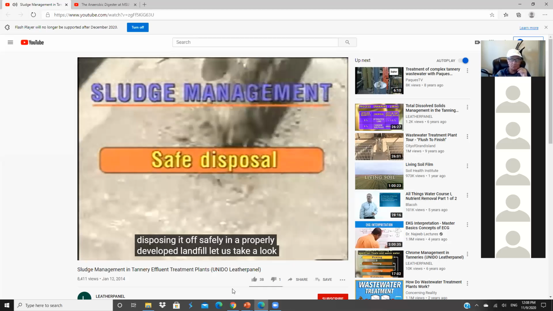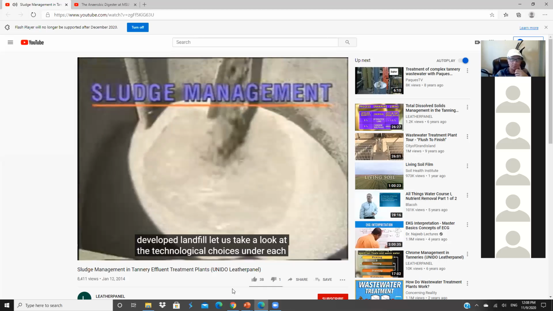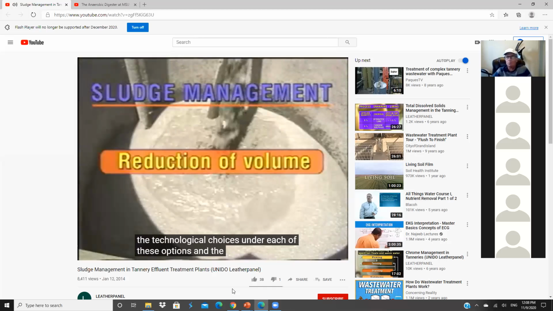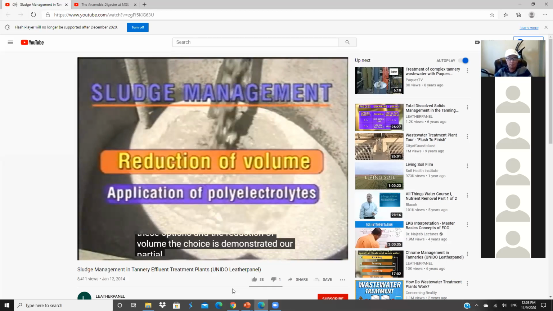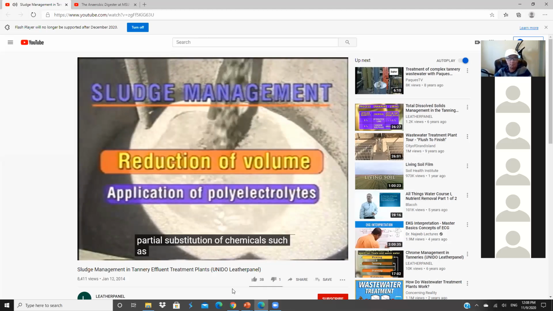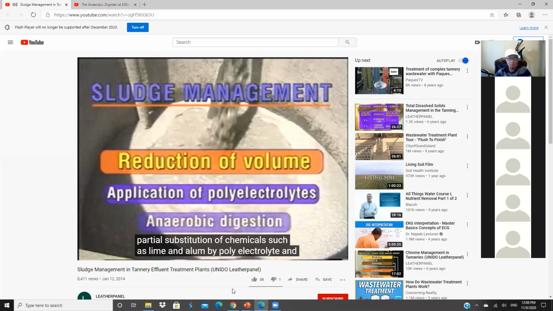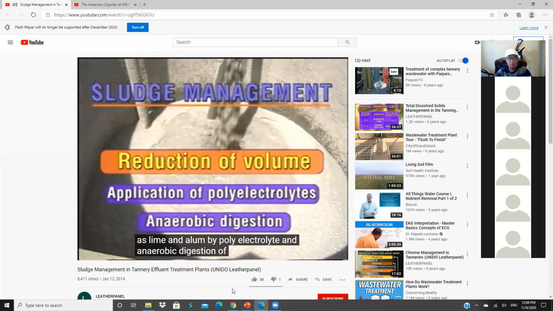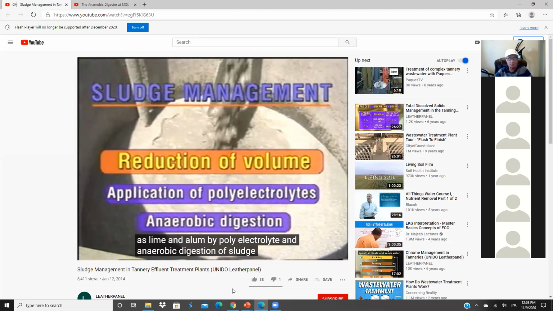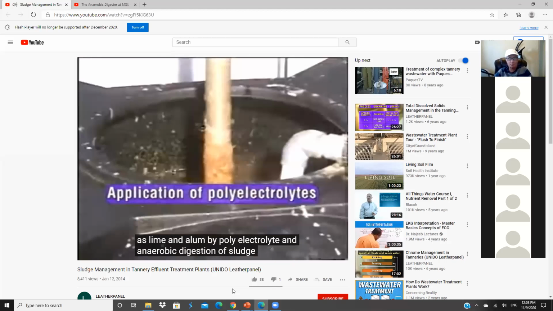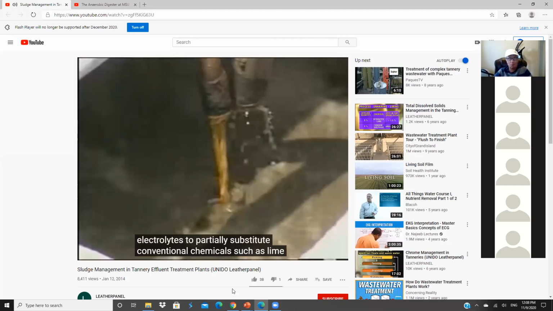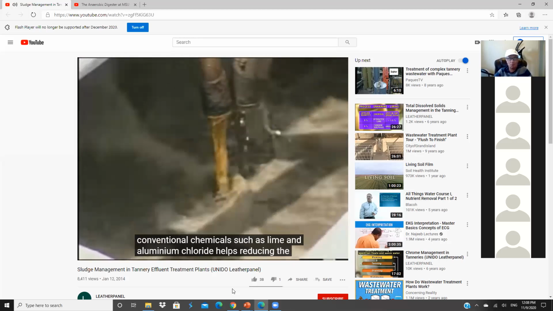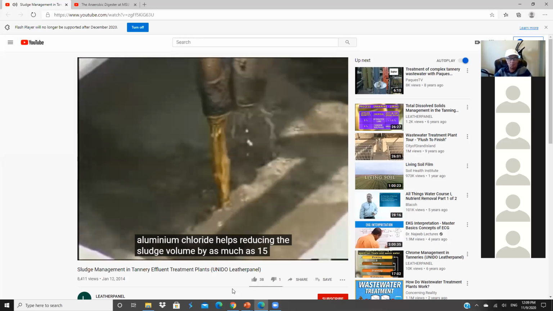Let us take a look at the technological choices under each of these options. Under reduction of volume, the choices demonstrated are partial substitution of chemicals such as lime and alum by polyelectrolyte, and anaerobic digestion of sludge. Using polyelectrolytes to partially substitute conventional chemicals such as lime and aluminium chloride helps reduce the sludge volume by as much as 15%.